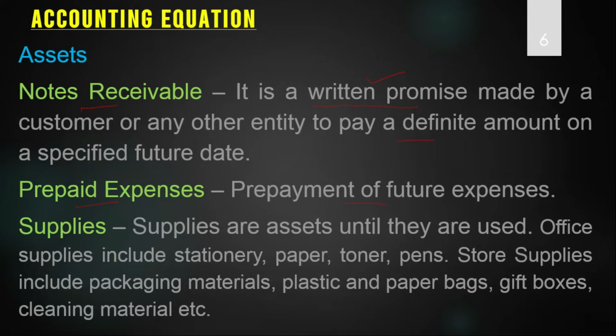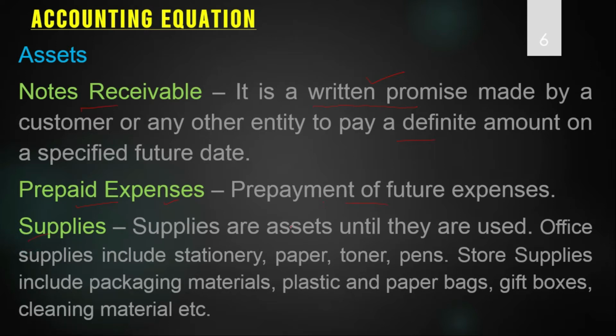The most common example of prepaid expense is the prepaid insurance, because the insurance is generally paid for 1 year, 2 years, 3 years. So when the insurance is paid and a part of the insurance premium belongs to the next year, it means that amount will be considered as the prepaid expense.